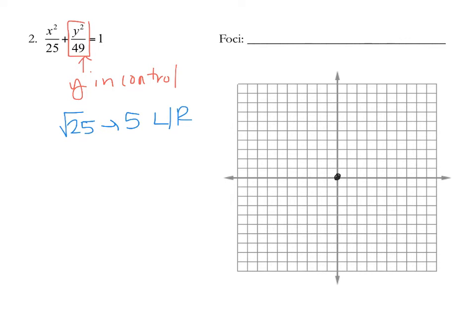that means I'm going left and right 5. 1, 2, 3, 4, 5. And then if I take the square root of 49, that's 7. That has y on the top of it, so that tells me I'm going up and down 7. 1, 2, 3, 4, 5, 6, 7.